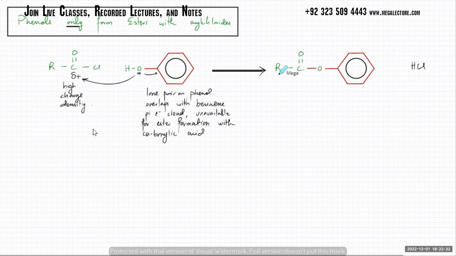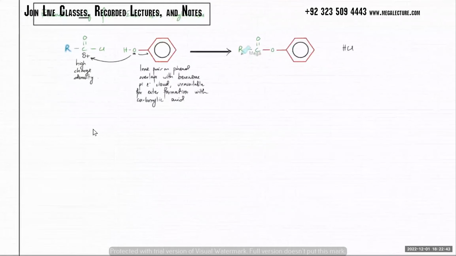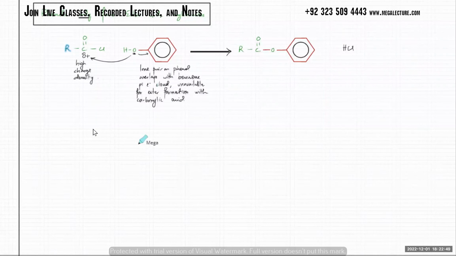So just remember this: phenols form esters with acyl chlorides, and another one is amide formation. We'll do that as well: acyl chlorides are very good at forming amides as well.